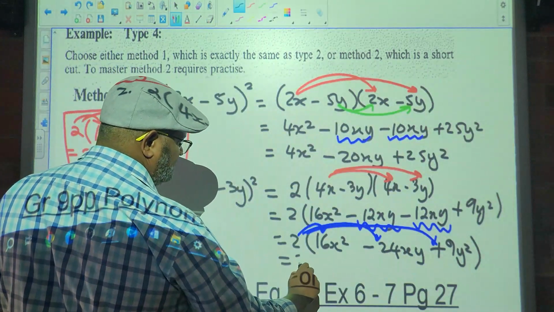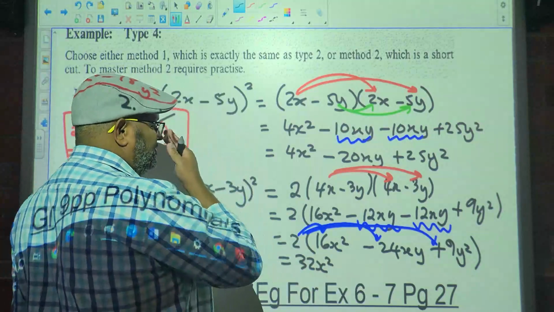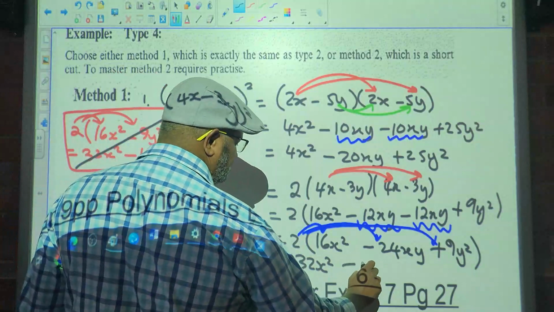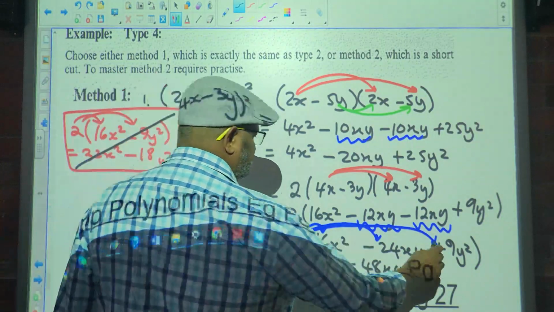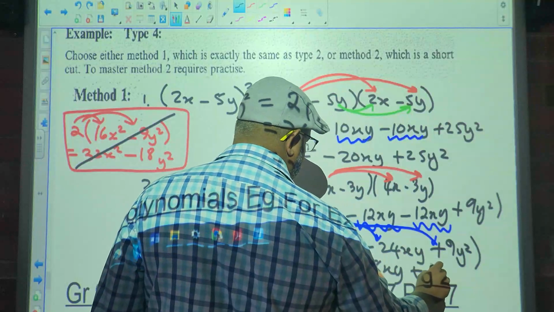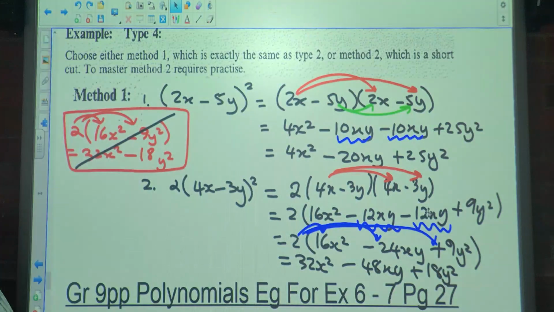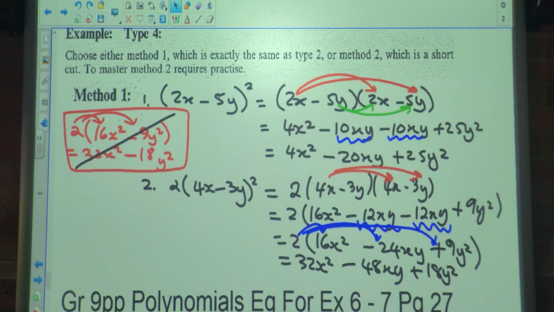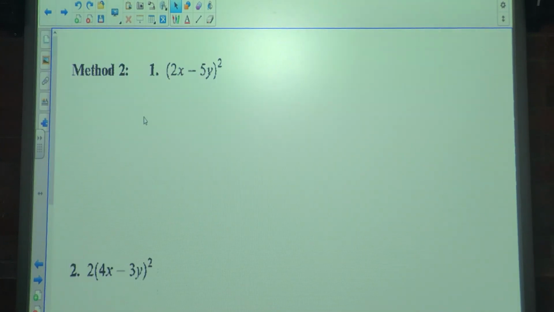So they give you 32x squared y. What is 2 times negative 24xy? Negative 48xy. And 2 times 9y squared is 18. Okay. You all agree with that? See any confusion at this point? Right. I think there was not much space, so I just put method 2 here.